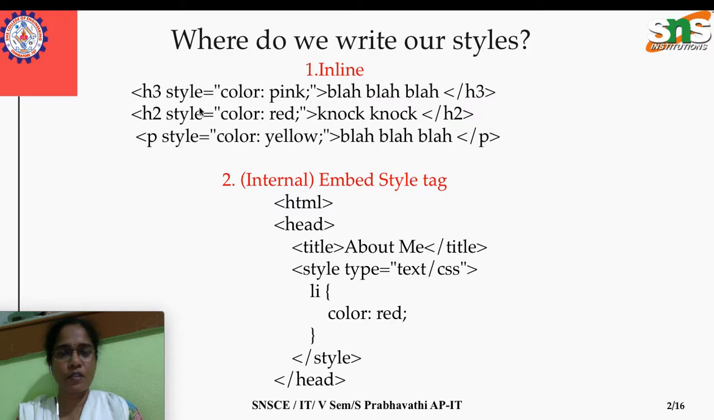Okay, so this is an example for inline. h3 heading, style is equal to, directly, here style is an attribute, style is equal to color pink. Okay, some content, so this content will be displayed in pink color, and I have the h2 heading in red. Okay, so when we execute these things, the respective styles get applied.